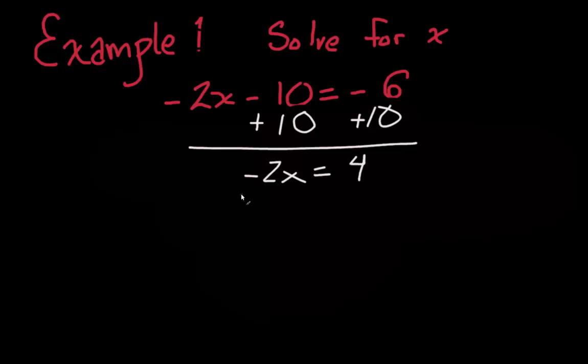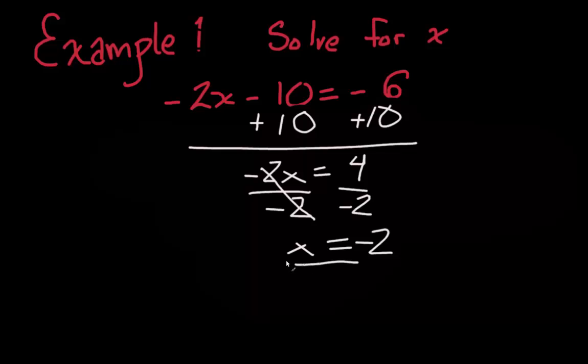Okay, and so the only thing we have left to do is get x all by itself. So how I'm going to do that is I will divide each side by negative 2. Okay, and then the negative 2's will cancel out on the left side, and we'll be left with x equals 4 over negative 2, which equals negative 2. Alright guys, so the first one, not too bad. Let's go ahead and move on to the second one.